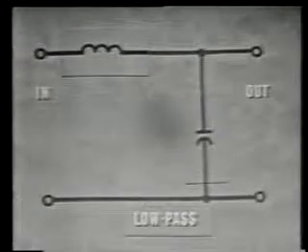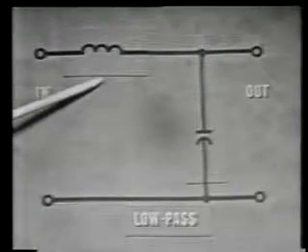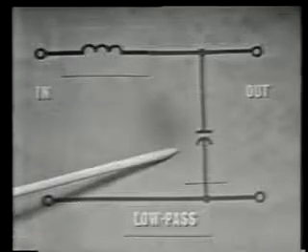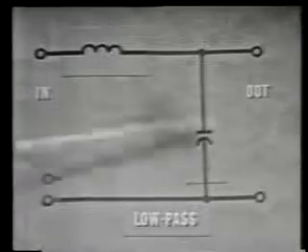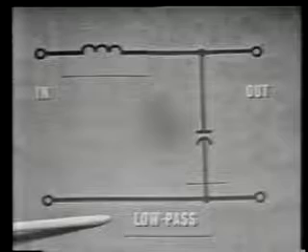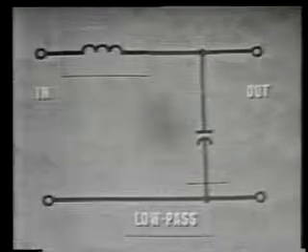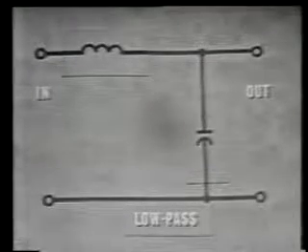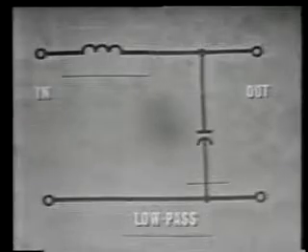This circuit, then, a series inductor and a shunt capacitor, serves as an inverted L low-pass filter. It passes low frequencies, rejects high frequencies.